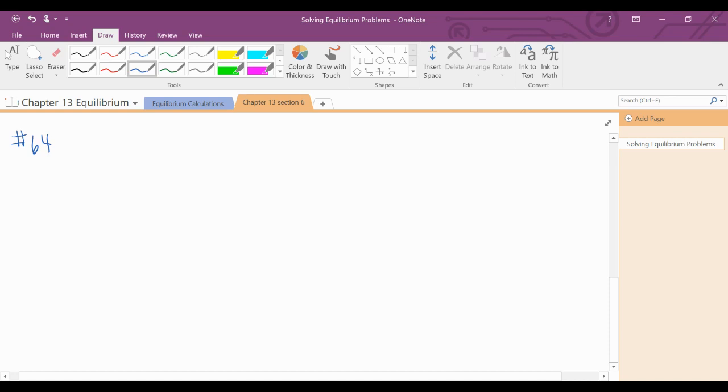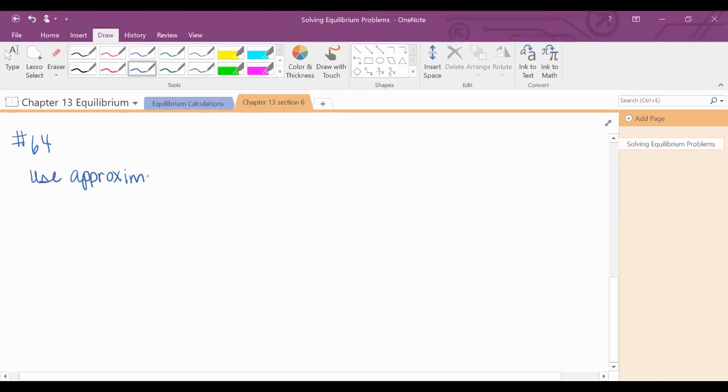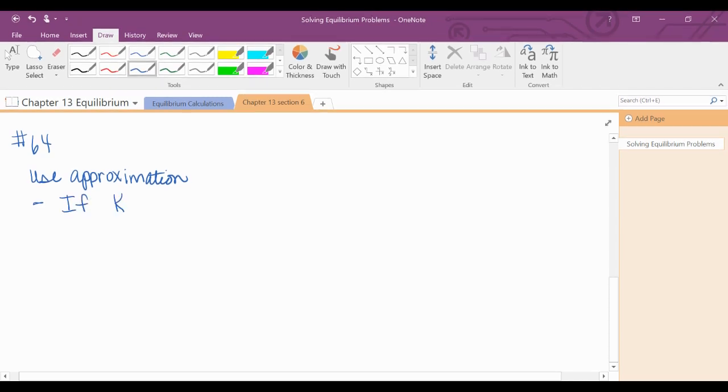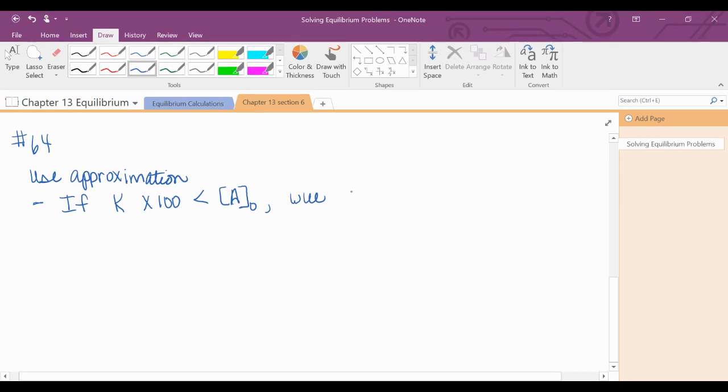Now, in number 64, we can use a method called approximation. So here's the key idea in order for us to be able to use an approximation. If you take the K value and multiply it by a factor of 100, and this is less than your initial concentration, this tells us that the change in your concentration, which is X, will be small, and we can use approximation.